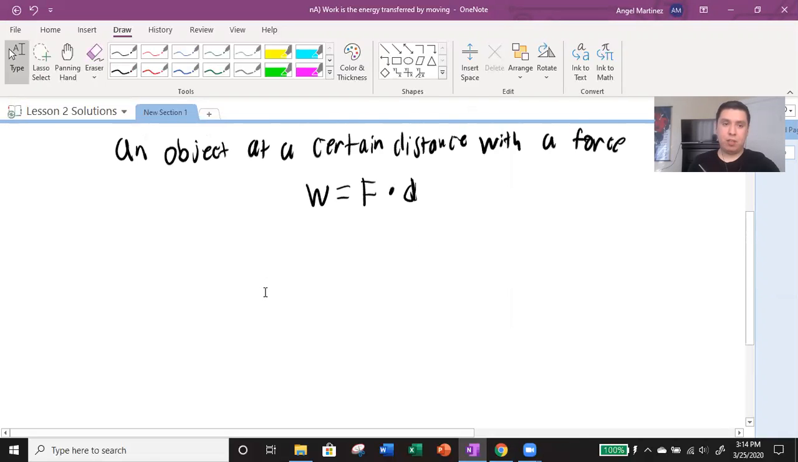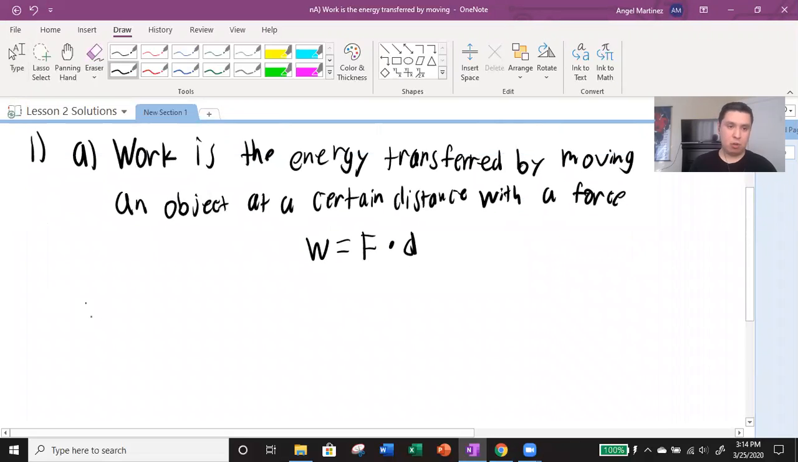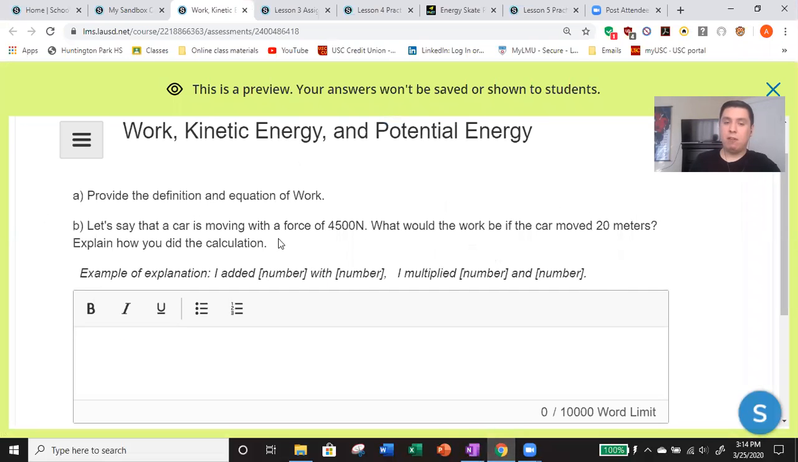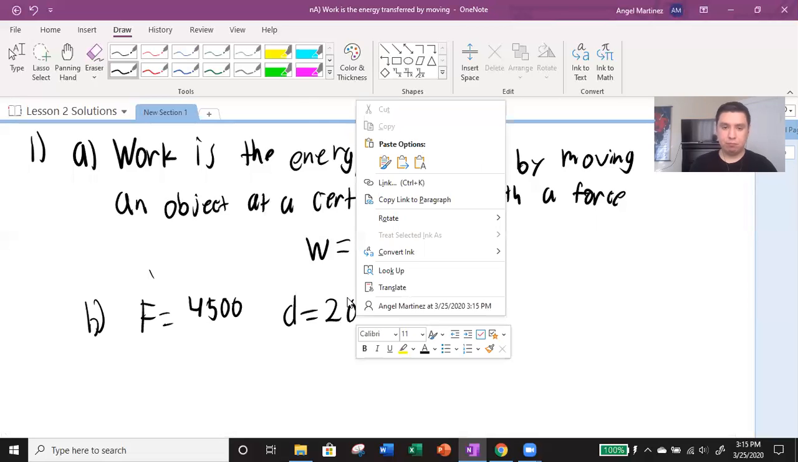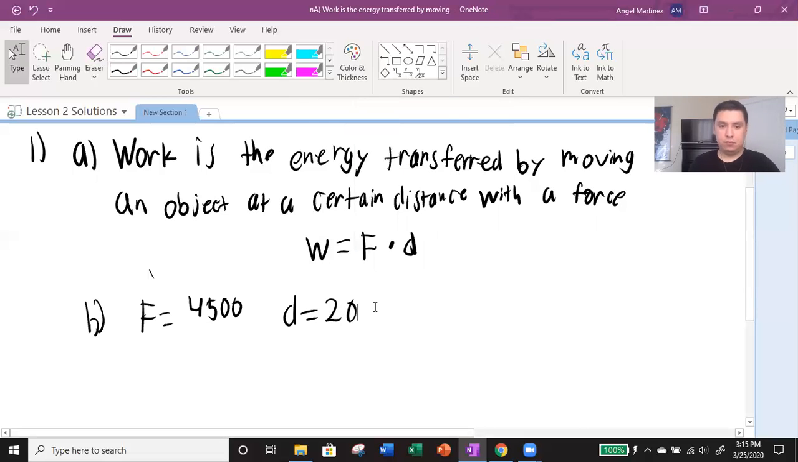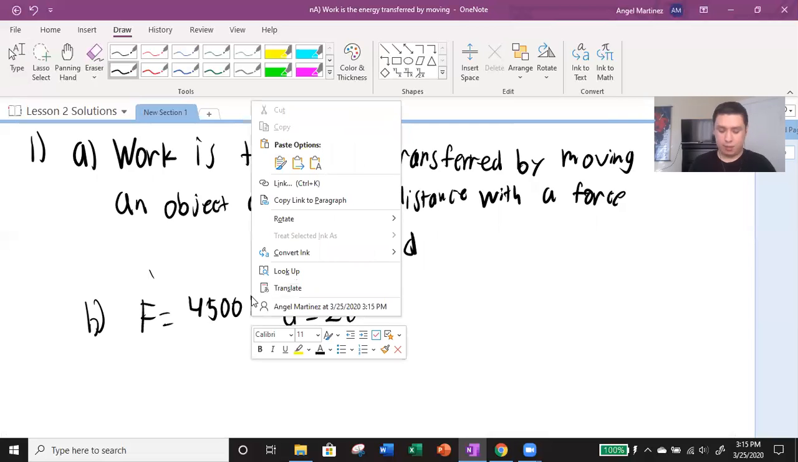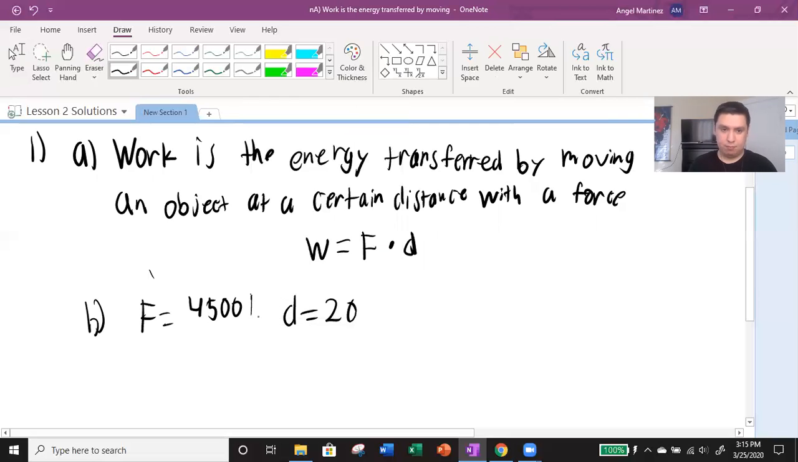So there's that. And then B gives us an actual work problem. Okay, let's see what B says again. We have a car moving at a force of 4,500 newtons, and what would be the work done if the car moved 20 meters? So we know that F is 4,500 and D is 20. 4,500 newtons and 20 meters.